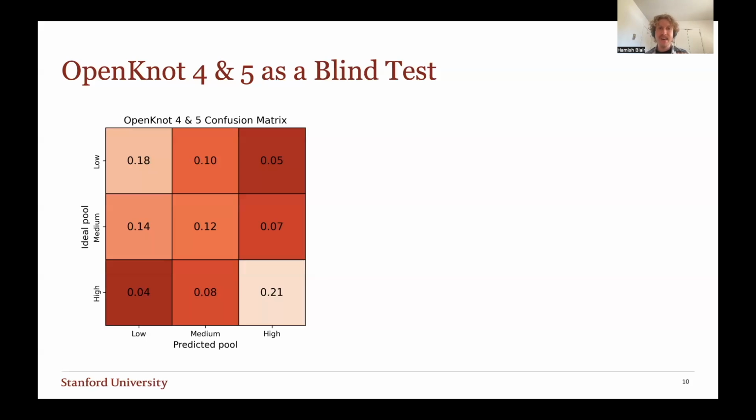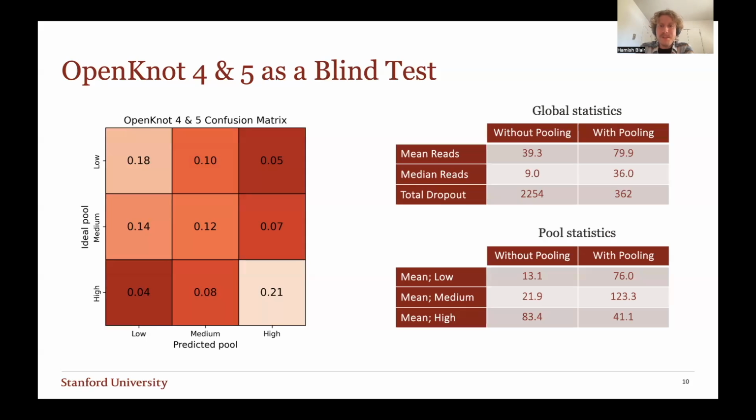So what effect does this actually have on the read count when we do this pooling step before experimentation? Here are some statistics. In the first table, we see when we introduce this splitting into 3 subpools, the mean number of reads for the entire library jumps by a factor of 2. The median number of reads jumps by a factor of 4, and the total dropout, which I'm using to refer to the number of sequences that got 0 reads, so not a single piece of data was collected for them, significantly decreases from 2000 to 350-ish.